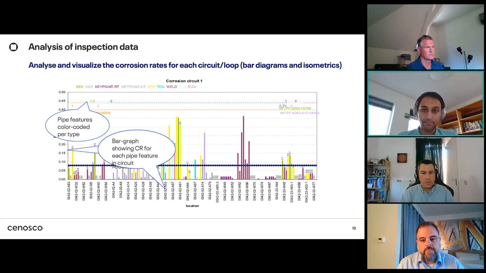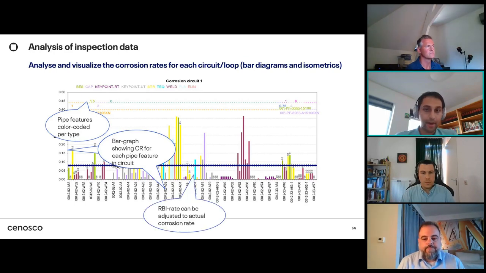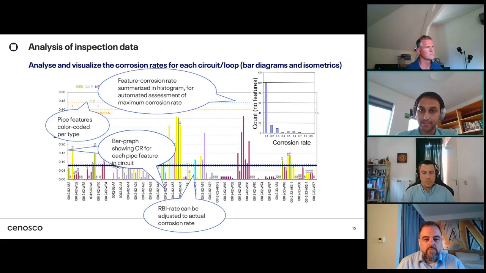And this bar graph particularly shows the corrosion rate as opposed to the pipe feature in circuit. And the RBI rate, the corrosion rate, you see that for some of them, it can be adjusted to the actual corrosion rate. But also in reality, you notice that sometimes it is more than what was expected from the RBI studies, or sometimes it's less. But again, this is exactly where the software takes into consideration the good data you have. And it looks at the histogram where it automatically assesses the maximum corrosion rate for the entire circuit.